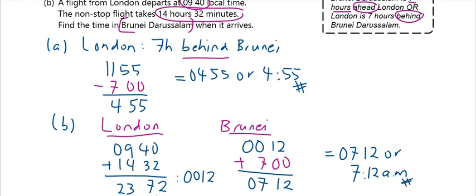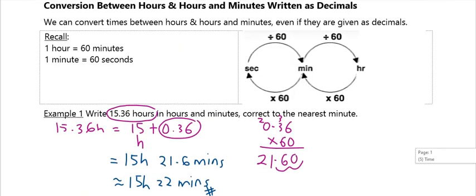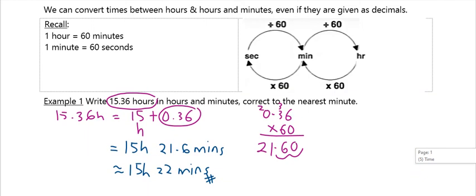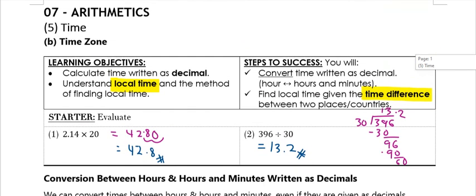in Brunei. So basically that's it for the time zone, and remember the aspect of converting times between hours and minutes. If it's given as a decimal, as long as you can break down the numbers, that should be fine. So I think that's it. That's all for this topic.